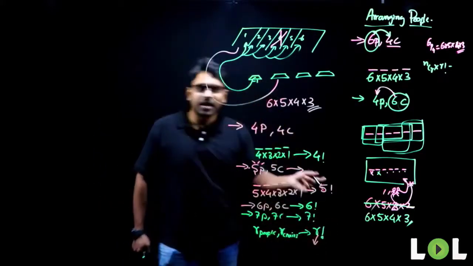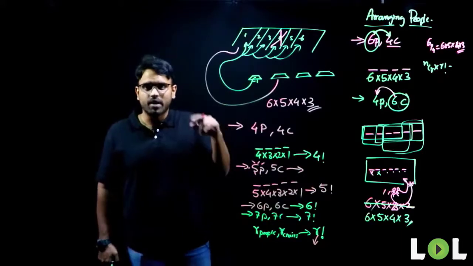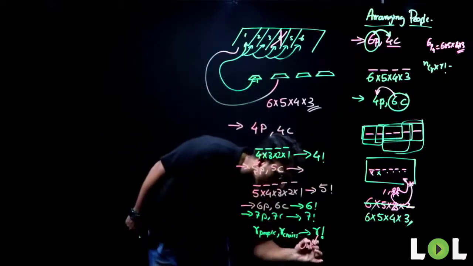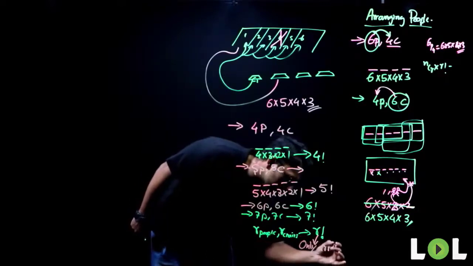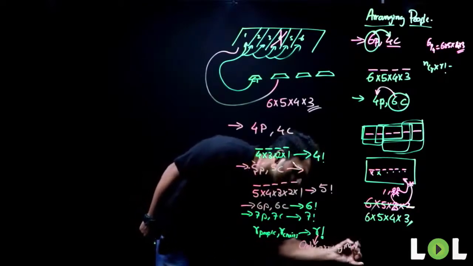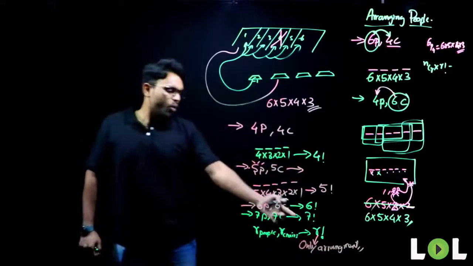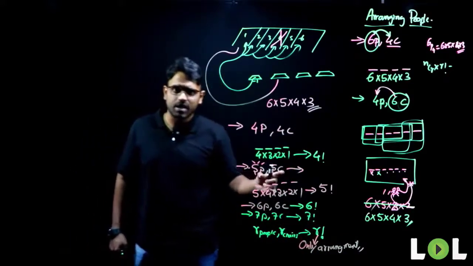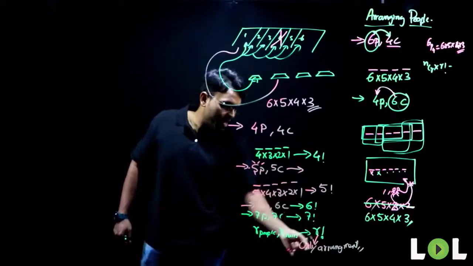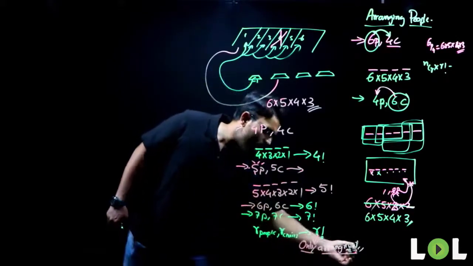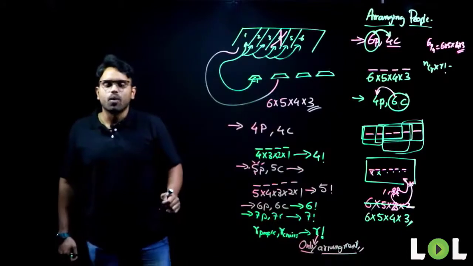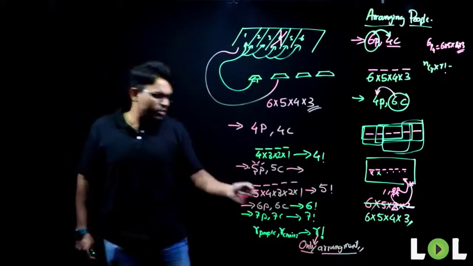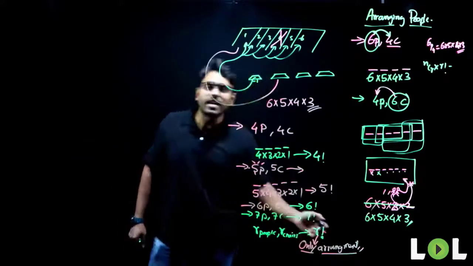Go back to the flashback where I had R factorial as only arrangement. What am I doing here? I am doing only arrangement. When the number of people is equal to the number of spaces, I will be doing only arrangement. Okay. Everyone understood why R factorial is only arrangement? Everyone?